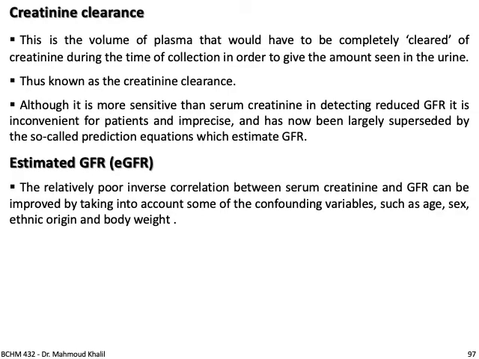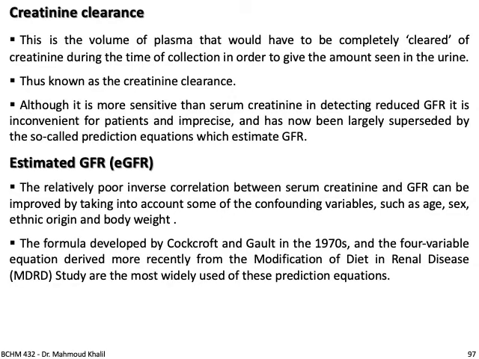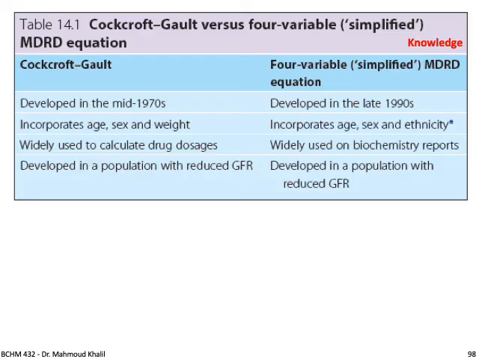So estimated GFR, it's considered to be a better one. The relatively poor inverse correlation between serum creatinine and GFR can be improved by taking into account variables like age, sex, ethnic background, and body weight. So this formula developed by Cockcroft and Gault in the 70s, and the four variable equation derived more recently from the modification of diet in renal disease study are the most widely used of these prediction equations.